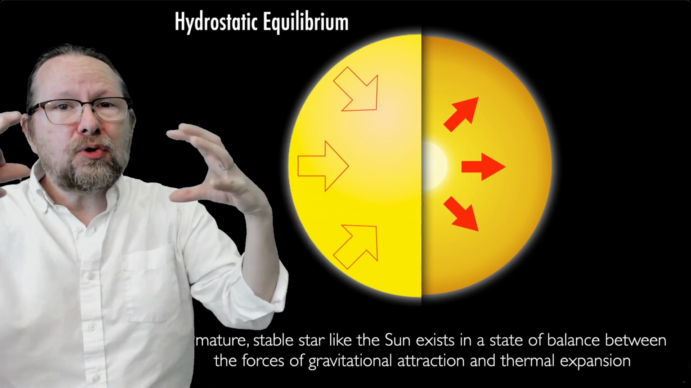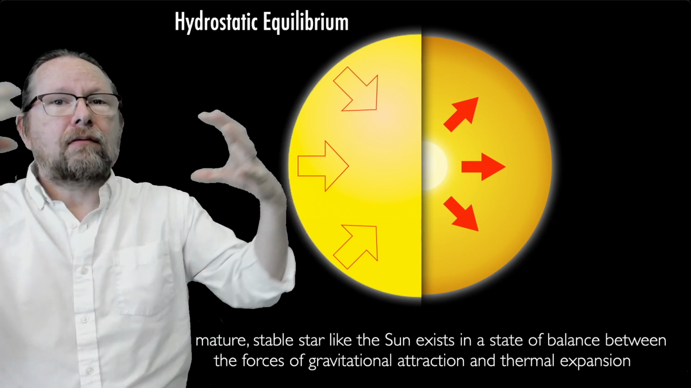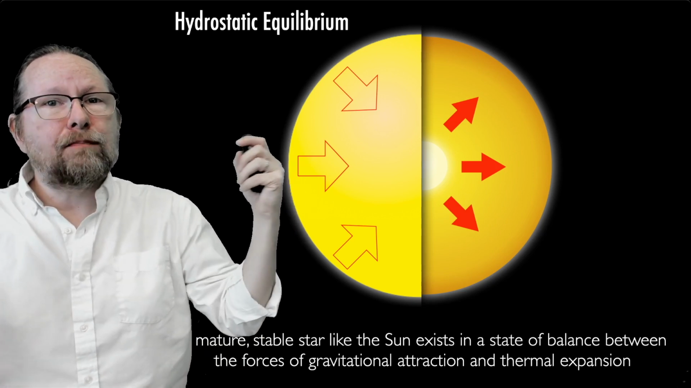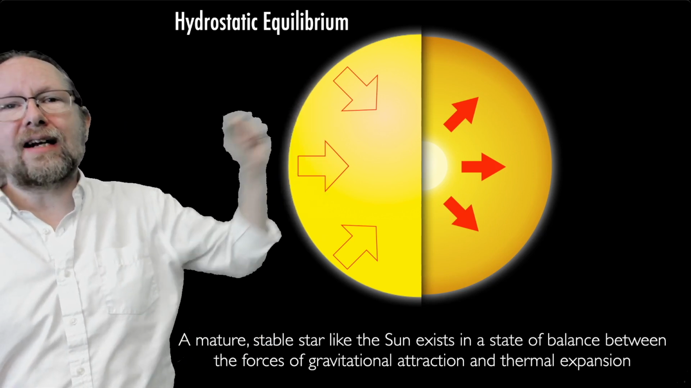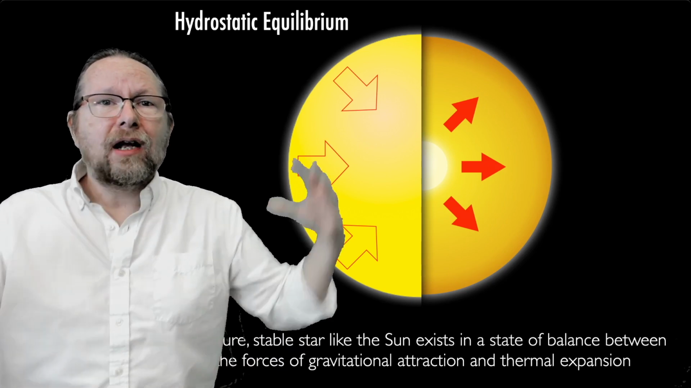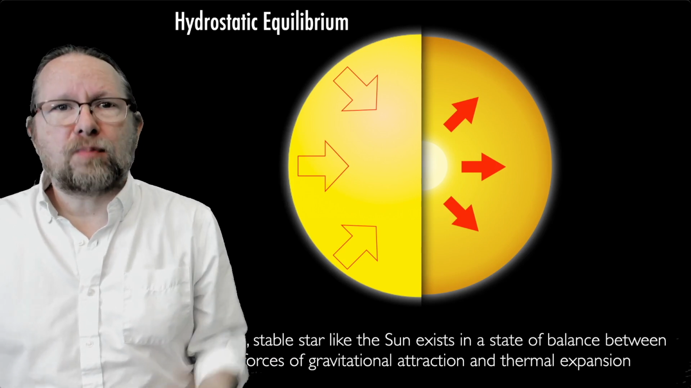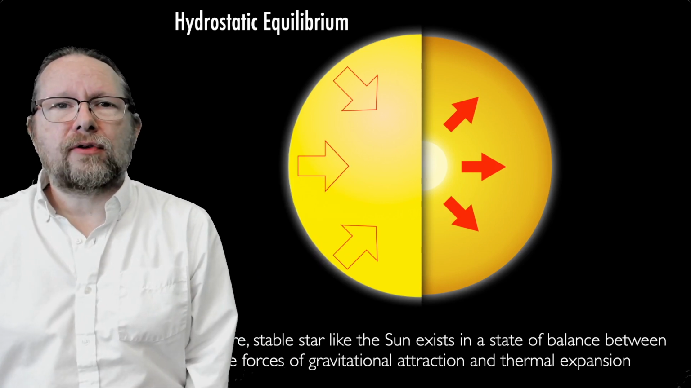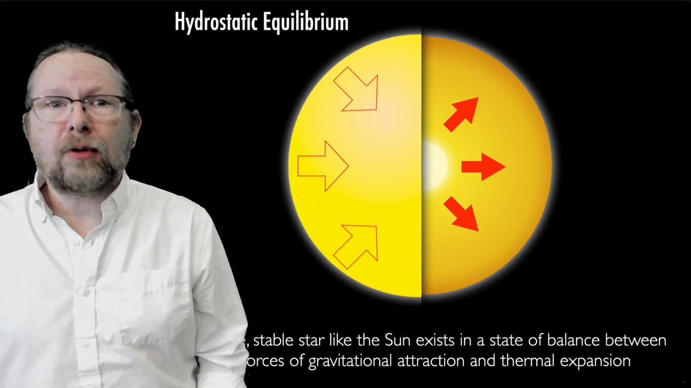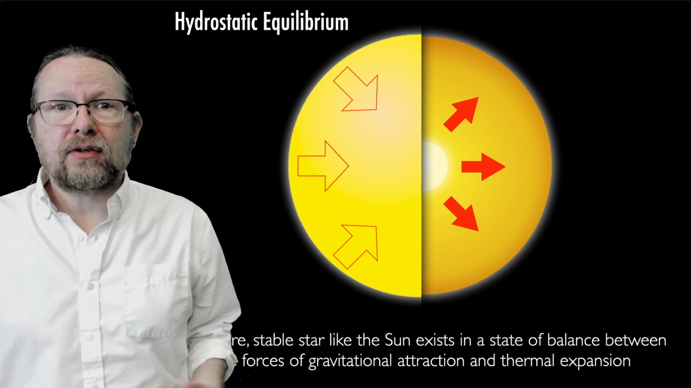So these two opposing forces, gravity pulling in and thermal expansion pushing out, are, in the case of our sun, exactly balanced between one another. We call that state of balance hydrostatic equilibrium. It's a lot of words to just say the inward force of gravity and the outward force of the explosive thermal expansion of all this nuclear fusion are balanced against one another. And when a star is stable, that balance can hold for billions of years.